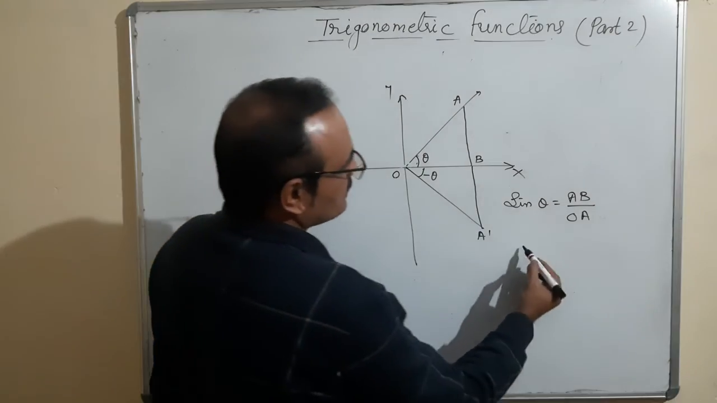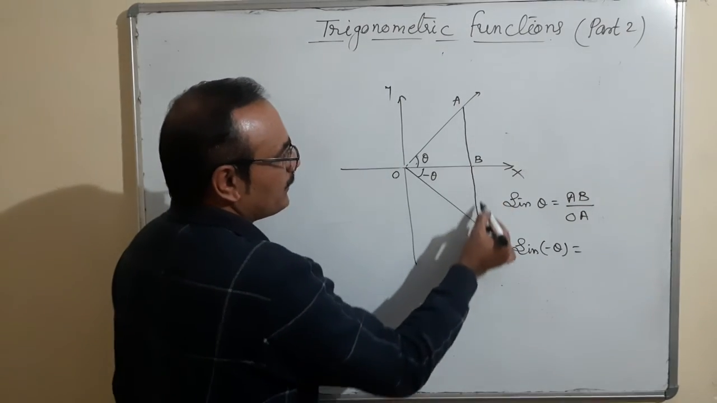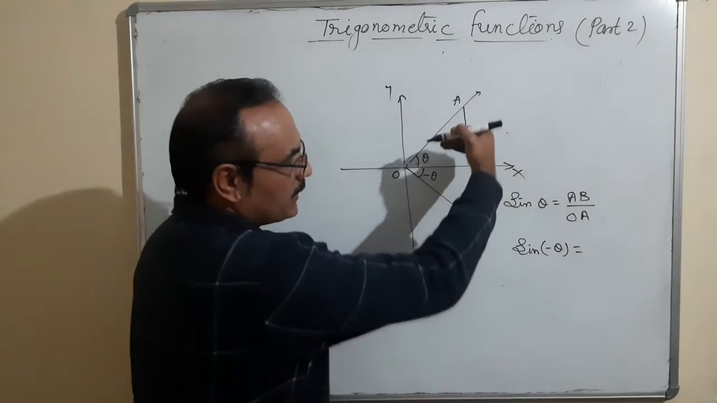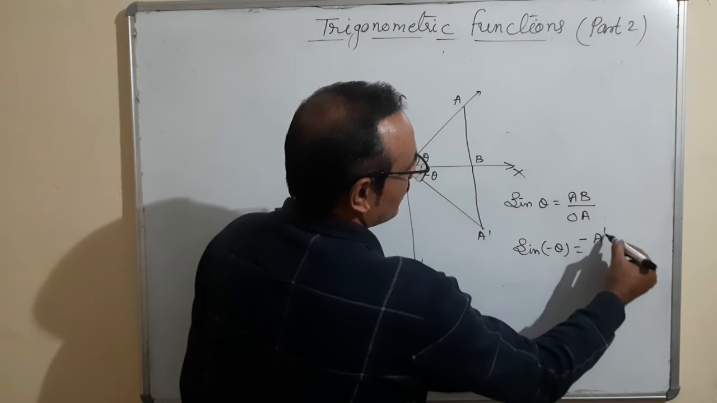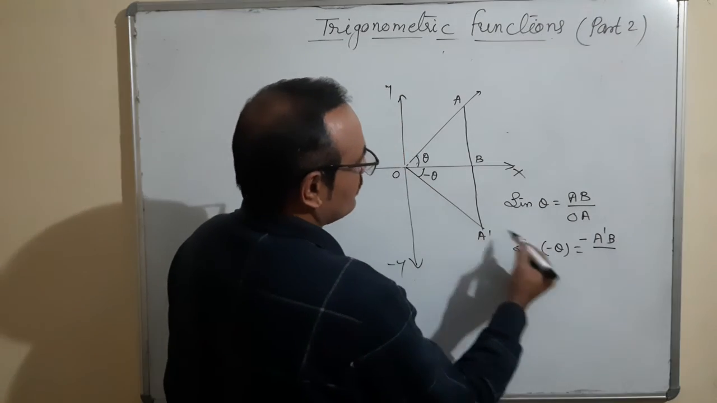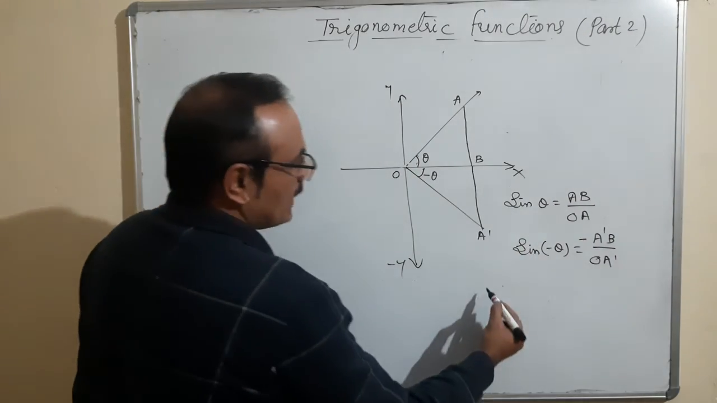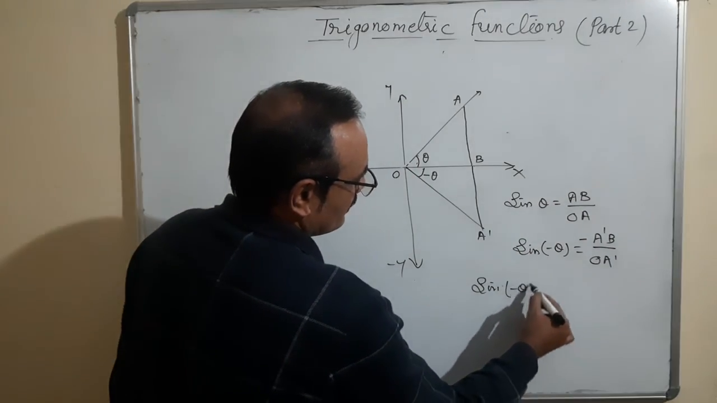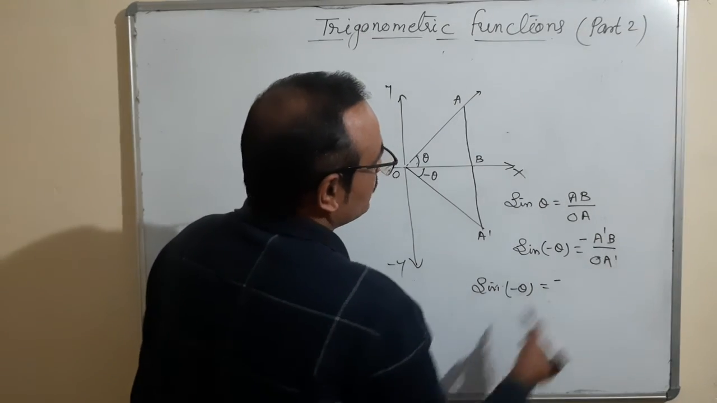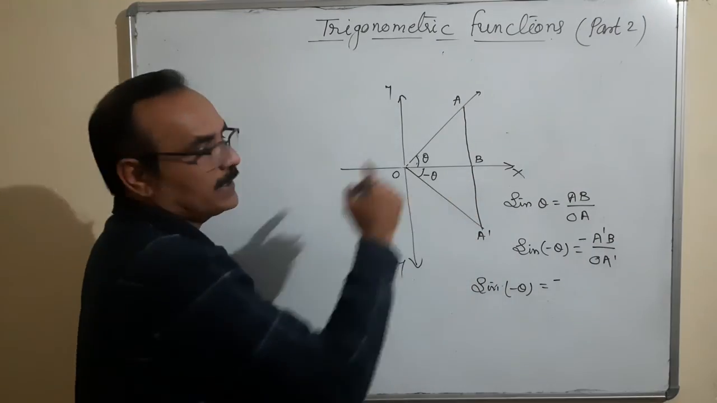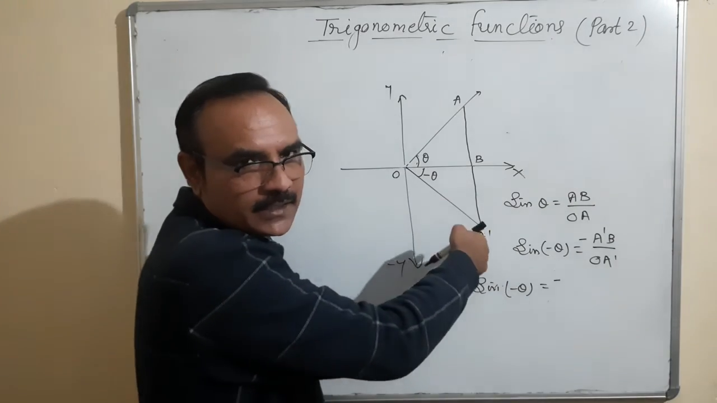So what is the value here? Sine minus theta is equal to perpendicular A dash B, because it is on the downside, the y-axis, y is negative. So I'll write here minus A dash B upon OA dash. Sine minus theta is equal to minus A dash B. A dash B and AB, they are equal in length. Only sine is opposite because it is in the fourth quadrant.